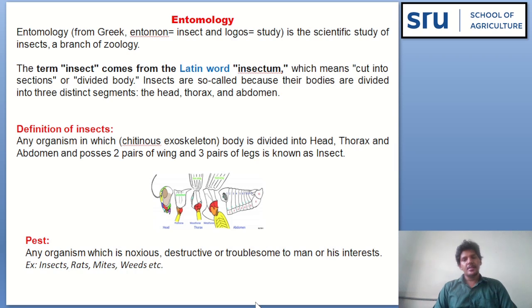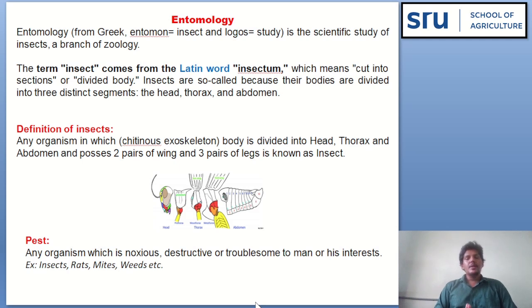In this session, we are discussing the introduction to entomology and the classification of insects, with a total of 29 orders under class Insecta. So, entomology is a Greek word. Entomon means insect, logos means study. That is, the scientific study of insects is known as entomology.